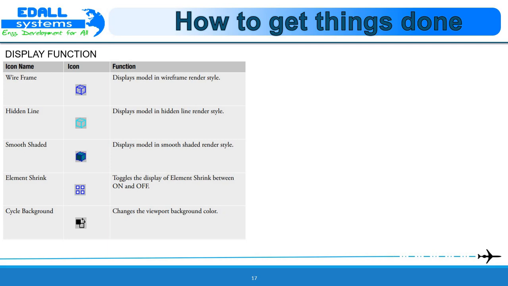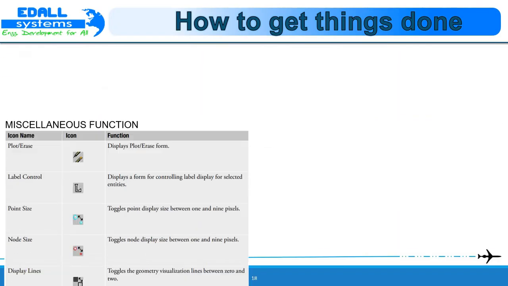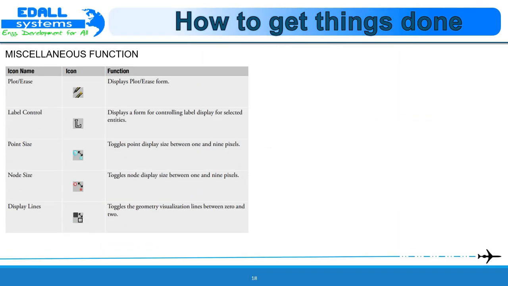Display function. The 2 sets of display icons located on the toolbar provide quick changes to the way in which you display your model in the viewport. These are some of the display icons and functions. These are a few of the miscellaneous functions and their icons given below. You can pause the video and have a glance.